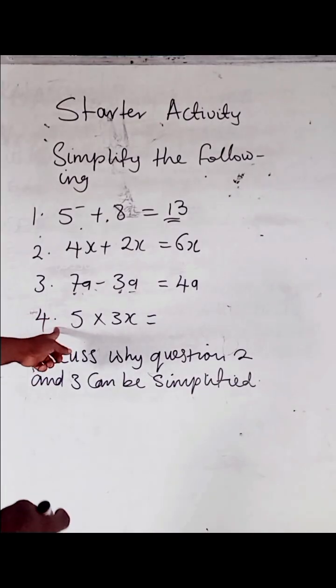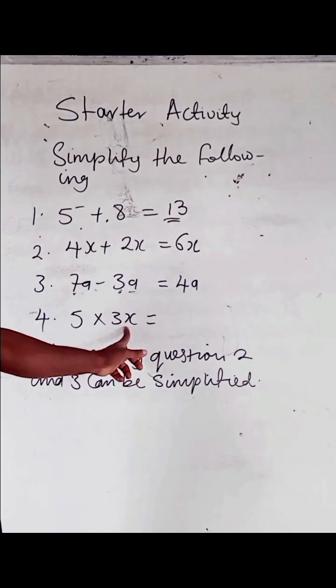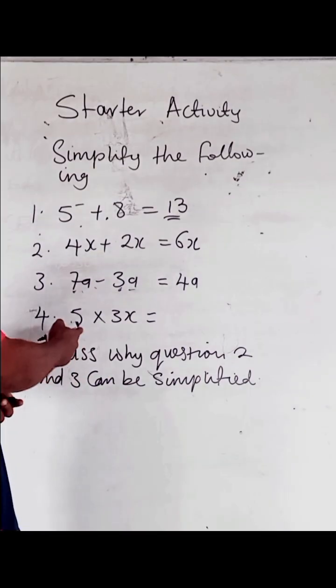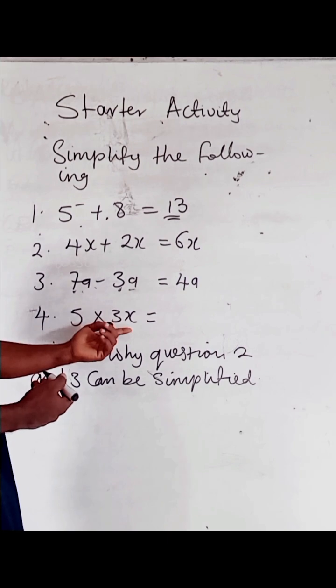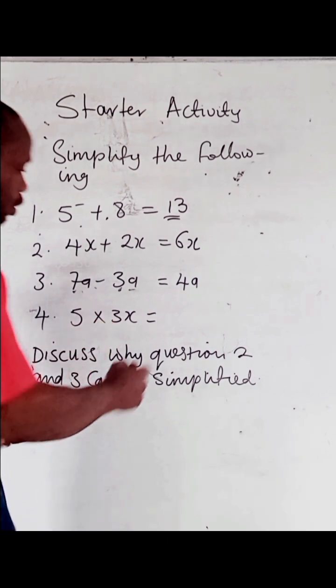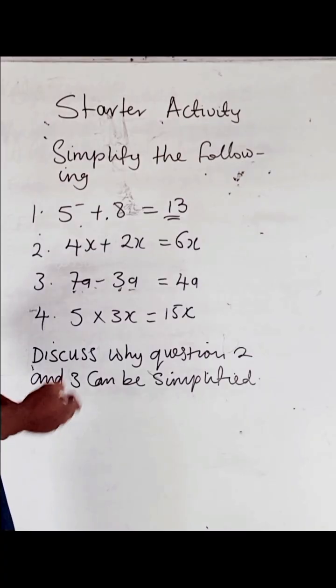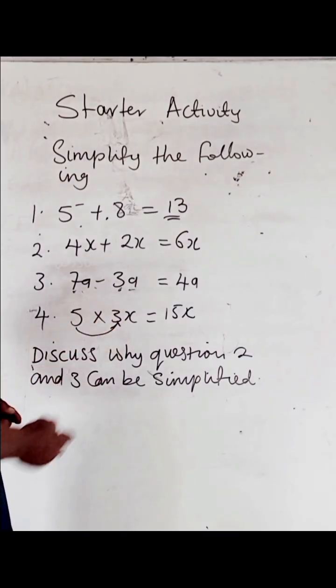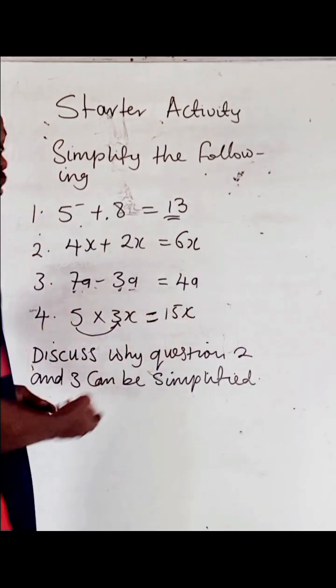Question number 4. 5 multiplied by 3x. 5, the constant, is multiplying the expression 3x. The result is going to be 15x. So 5 will multiply 3, and the result is 15x.